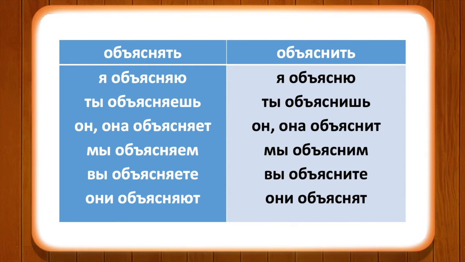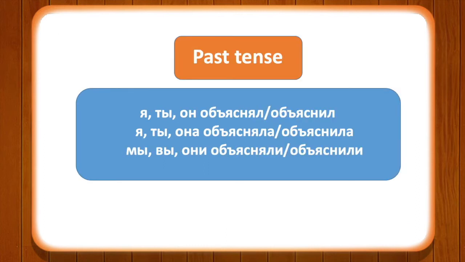So here there is the major difference between the conjugation of these two verbs, how they are conjugated. Now we shall take the past tense. Yati on abisnyal, yati on abisnil, yati ana abisniala, yati ana abisnila, mui vui ani abisnyali, mui vui ani abisnilia. So this is also the difference in the past form of these two verbs.